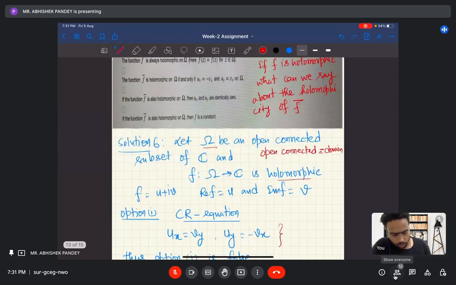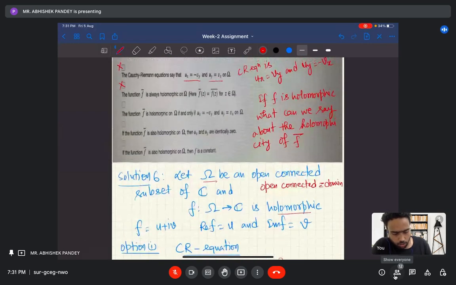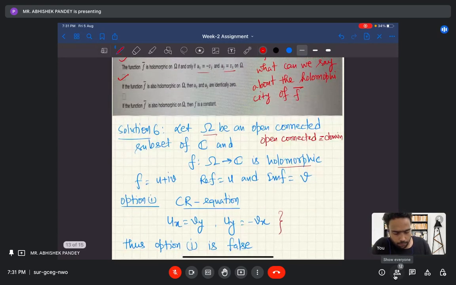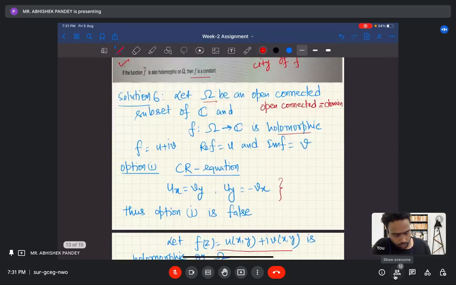Now let us look at the third option. The function f bar is holomorphic if and only if this happens. This is basically the Cauchy-Riemann equation of f bar, so this is true. If the function f bar is also holomorphic on omega, then u_x and u_y are identically 0. This is also true, the way we have shown. If f bar is also holomorphic on omega, then f is constant. This also we have shown, so this is also true. So this is the end of the assignment.